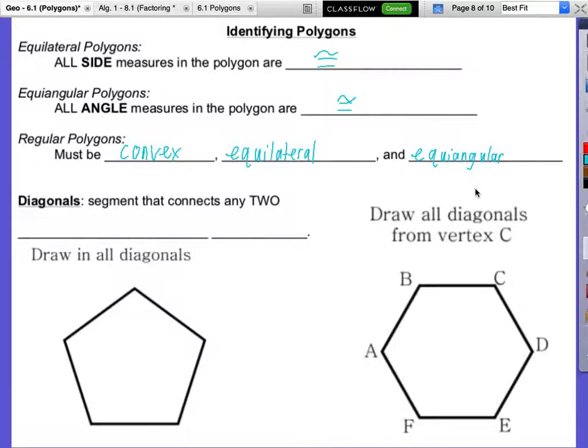So diagonals. Diagonals are segments. It's a segment that connects any two non-side, non-consecutive vertices. So a diagonal is any segment that connects any two non-consecutive vertices.